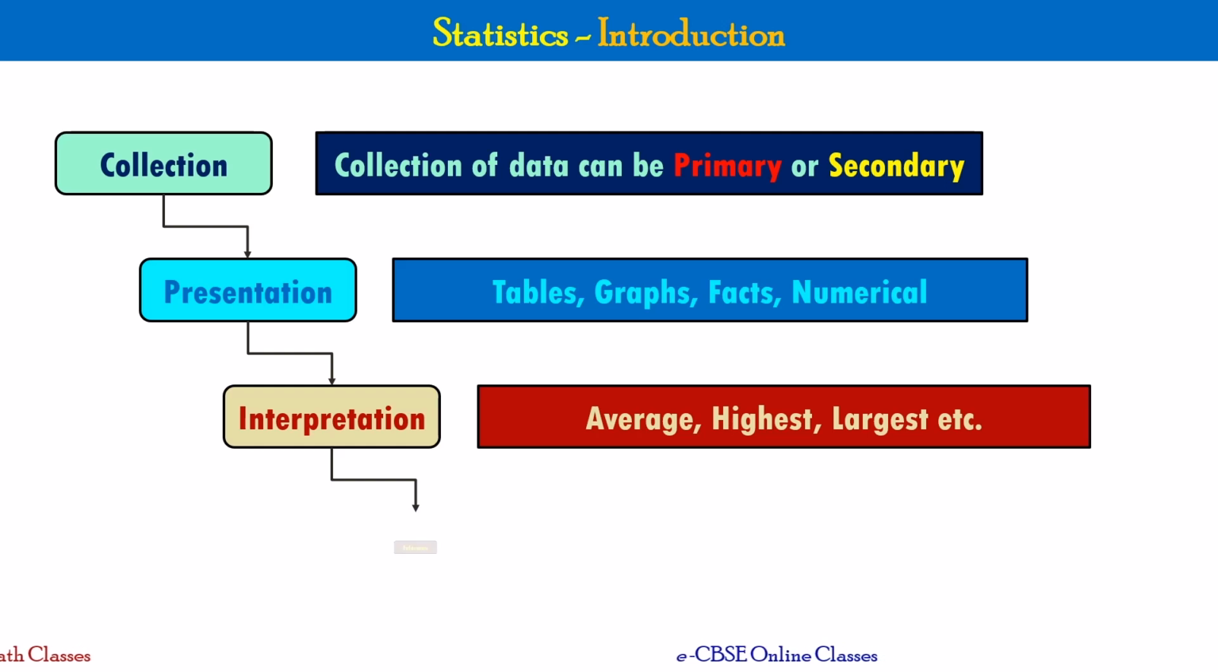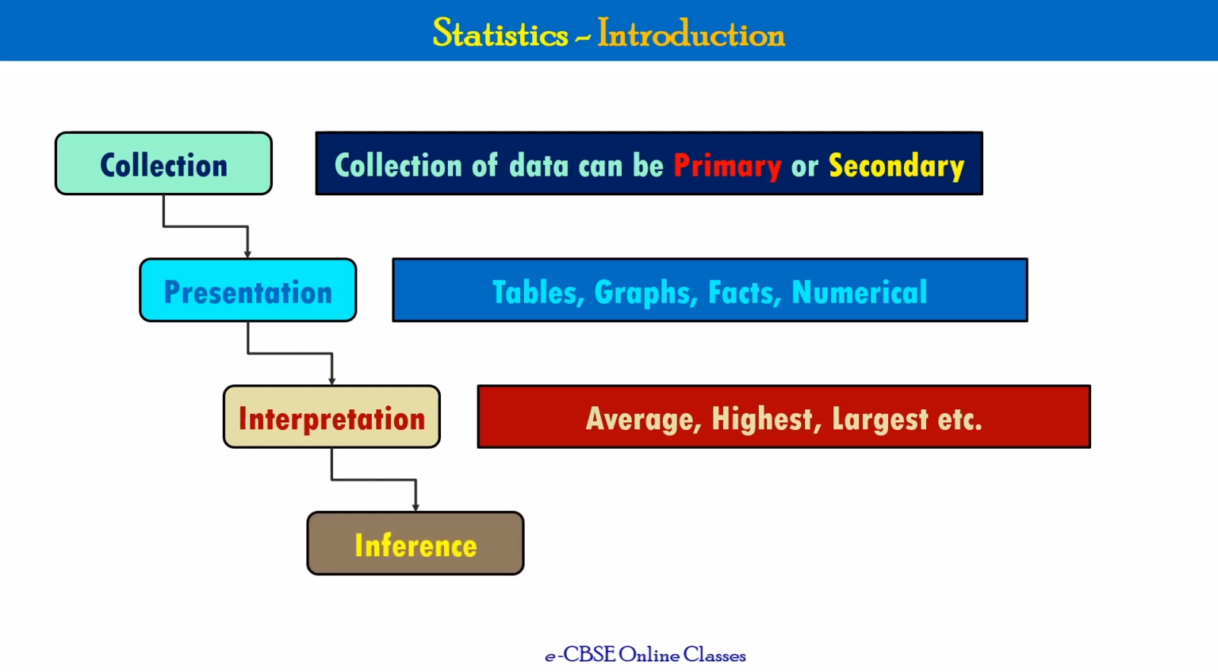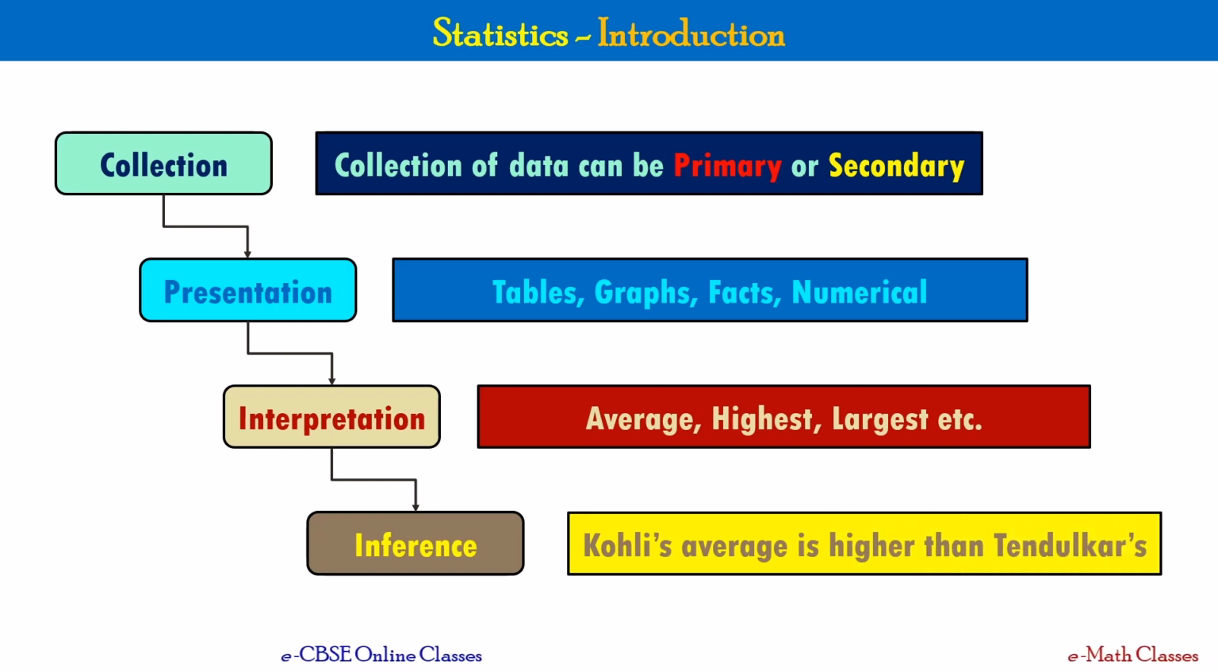Next is inference. So for example, if we look at the cricket statistics, you may infer that Kohli's average is higher than Tendulkar's, or let's say vaccine A is working better than vaccine B, or some medicine A is working say 30% better than medicine B. These kinds of inferences you can take so that you can take some practical and meaningful decisions out of that data analysis.